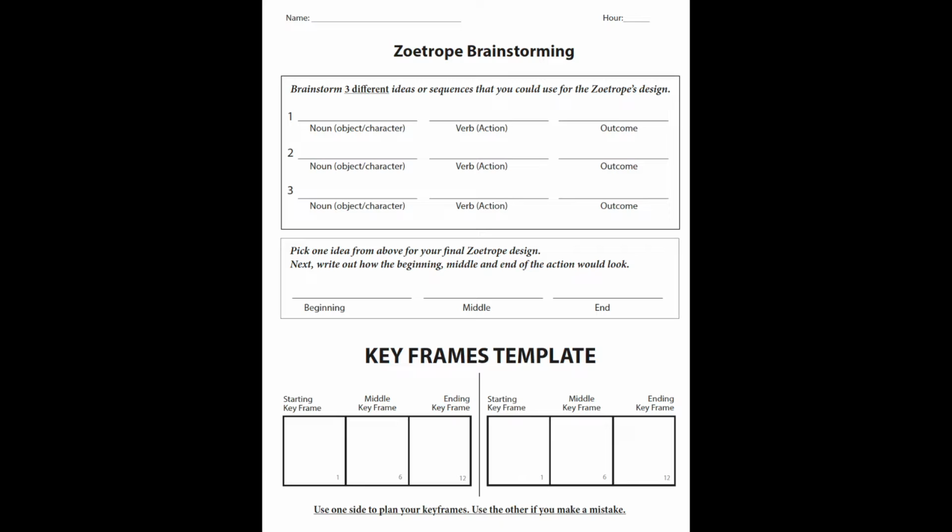Once you've come up with three different ideas for your zoetrope, you are going to select one of them and then write down what the beginning, middle, and end would look like. So for example, my noun was egg, my verb was hatch, my outcome was a chick. So the beginning, I would have an egg. In the middle, I would have a big crack down the egg. And then in the end, I would have a chick with eggshells around it.